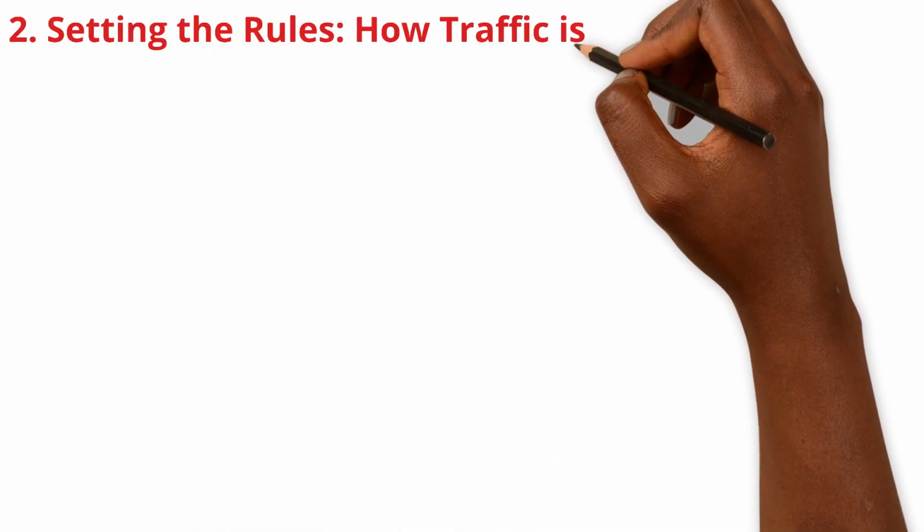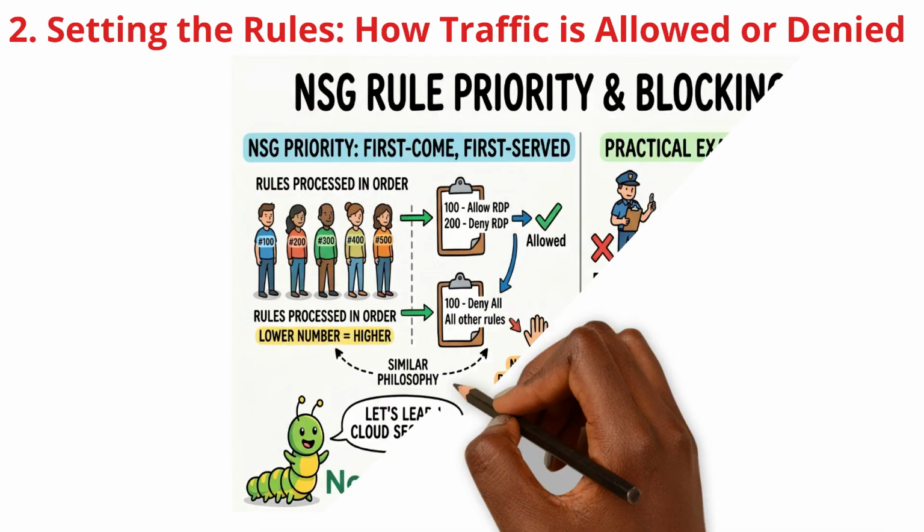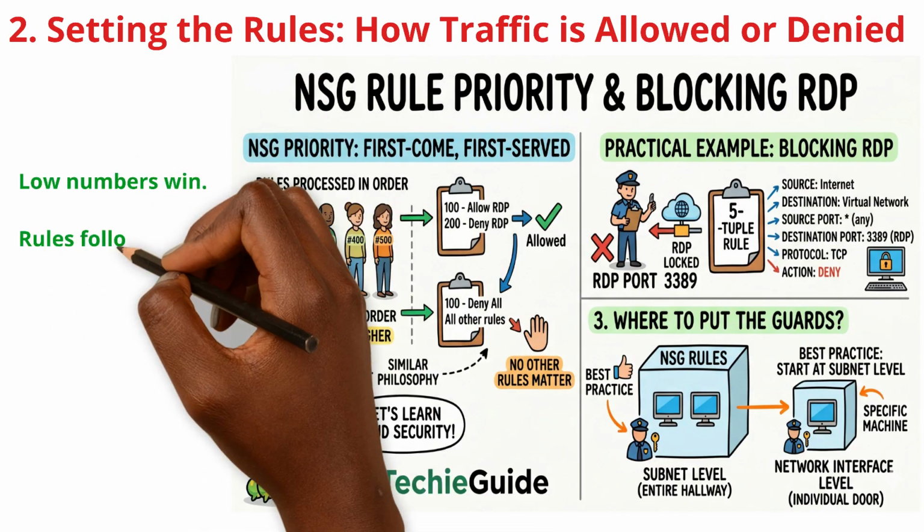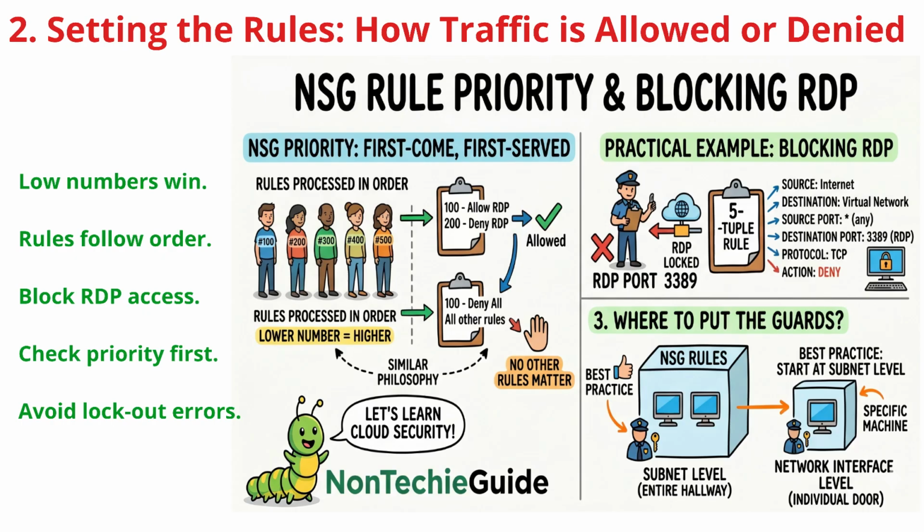Your network security group is only as smart as the rules you give it. Think of these rules like a first-come, first-served line at a theater. Each rule has a priority number from 100 to 65,000. The guard starts at the lowest number and works their way up. If Rule 100 says, let them in, but Rule 200 says, keep them out, the person gets in because the lower number was processed first.